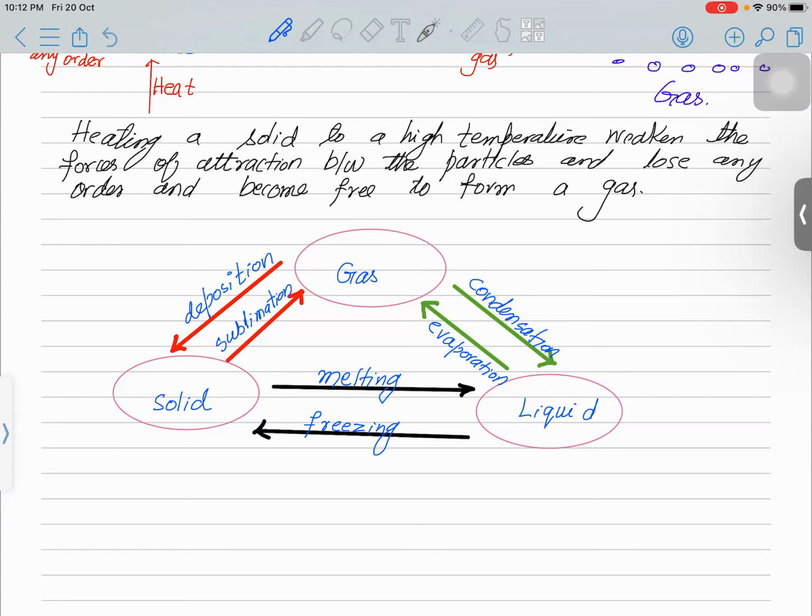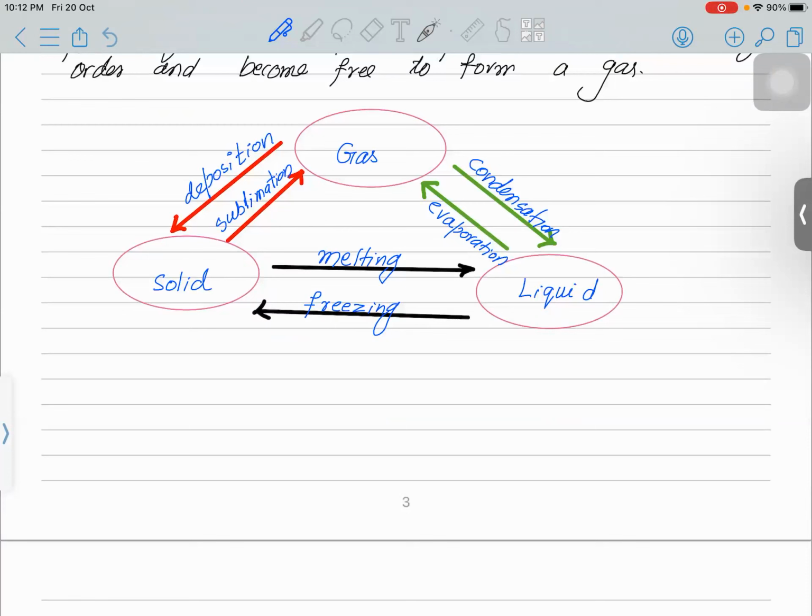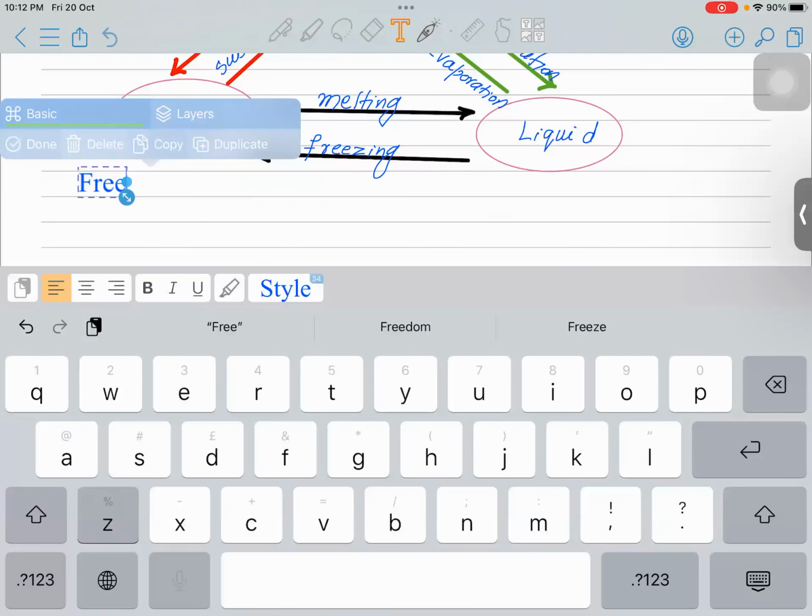We have discussed melting. Now, what is freezing? Sir, freezing is the change of state from liquid to solid state. Exactly. Freezing.